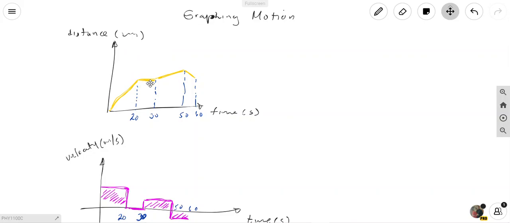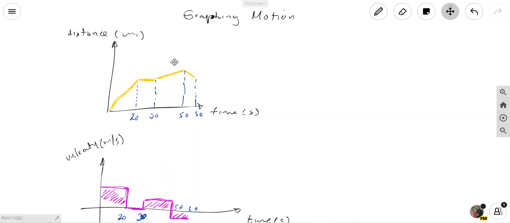Now, when we analyze the interval from 20 to 30 seconds, we see that the line is a horizontal line. So it means that the distance in this case is constant. Basically, the information about the velocity we can get from this graph in this interval is that the velocity there is zero. So the car is at rest in the interval from 20 to 30 seconds.